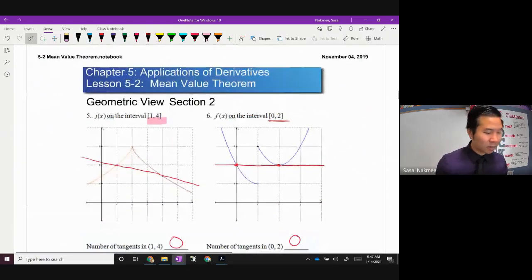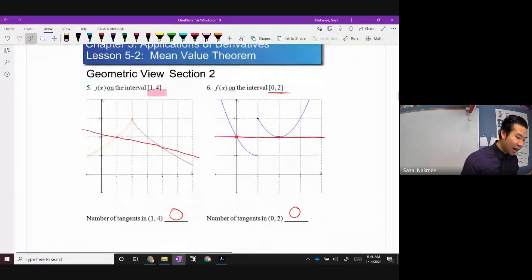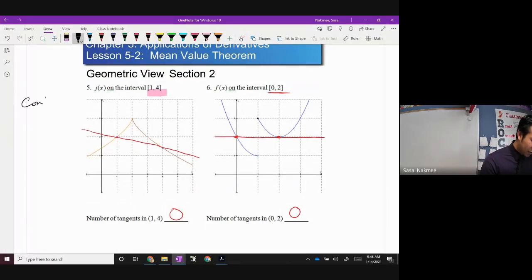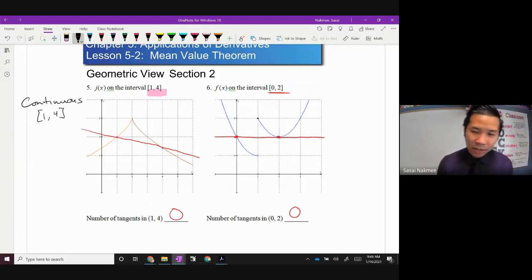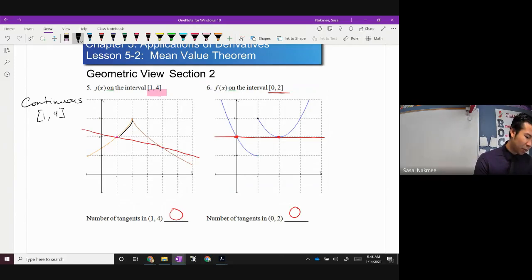So that leads us to number 5, right? Number 5, you guys would agree, right? That number 5, based off of those explanations, I would say that number 5 is continuous, right? It is continuous, right, from 1 to 4. There's no holes, there's no jump discontinuities, there's no infinite discontinuities. That is clearly a continuous function from 1 to 4, right?